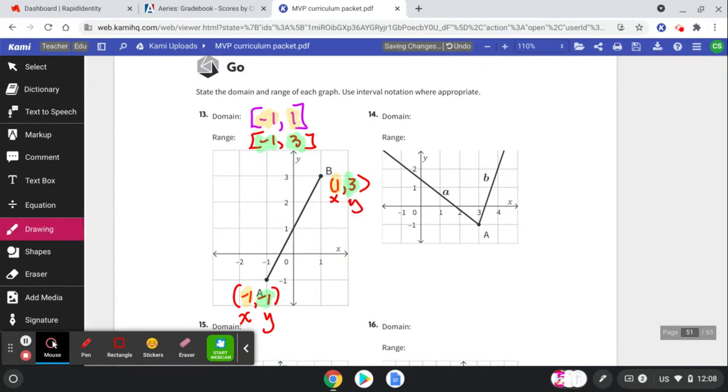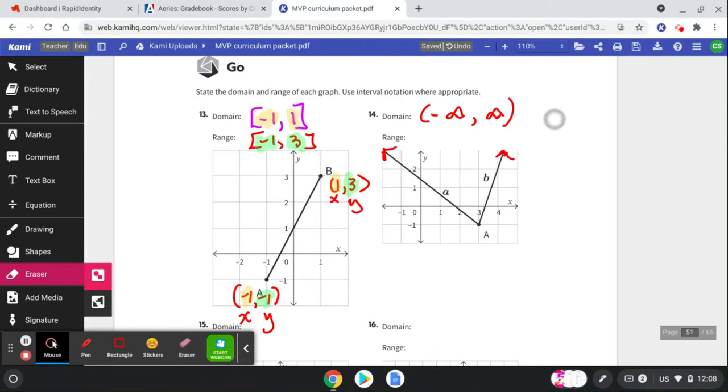Okay, on this next one, you have to understand that when there's no dot, it means it goes forever. So my domain goes forever left, -infinity, and forever right, infinity. We use open brackets for all infinities. Remember in class how somebody said all real numbers? That's another way of stating that, but they did ask us for interval notation, so we're going to leave it as the parentheses.